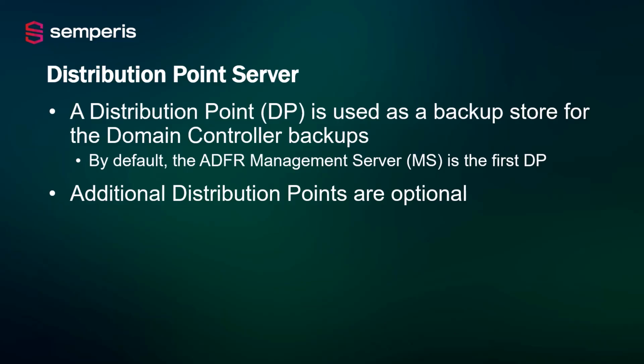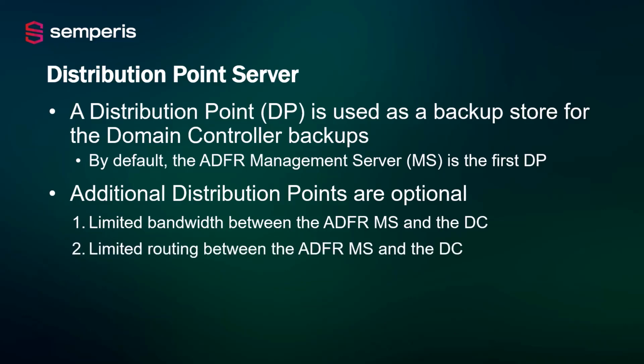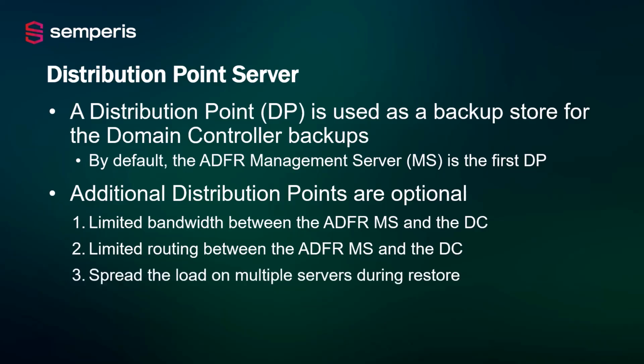However, there are several scenarios where doing so can be highly beneficial. For instance, in environments with limited bandwidth between the ADFR management server and remote domain controllers, or where firewall restrictions limit the available ports between the management server and the DCs, deploying distribution points closer to the source can improve efficiency and reliability. In larger environments, multiple distribution points can be leveraged to distribute the load during a forest recovery process. Additionally, domain controller backups can be replicated across distribution points to ensure redundancy and safeguard the data across multiple locations.